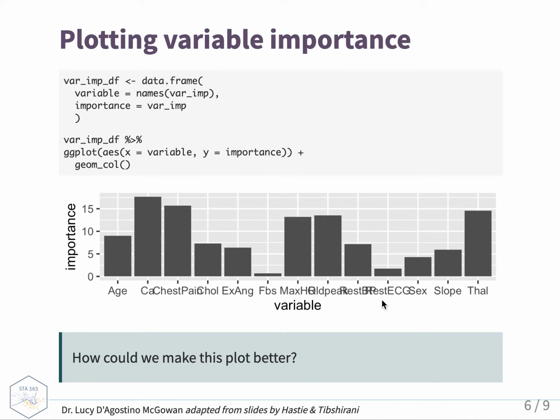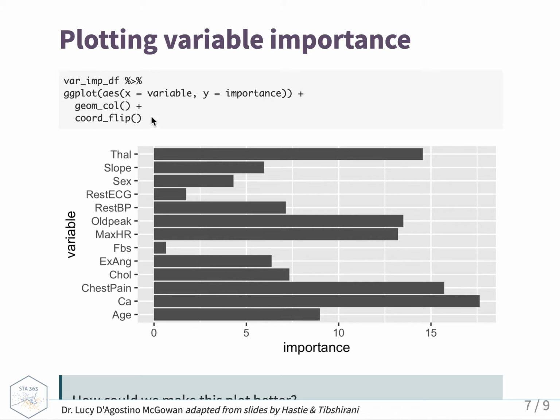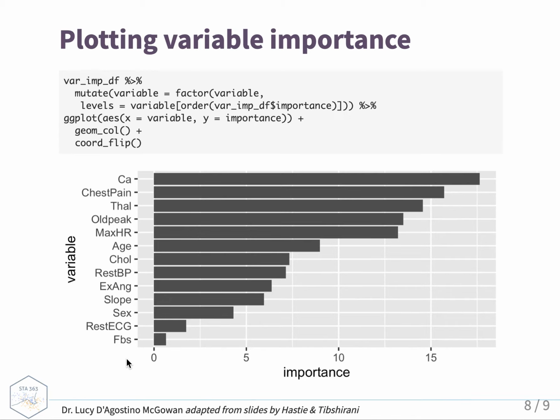First of all, it's very hard to read these because they're all kind of smushed together. So I can actually flip the coordinates so that my variables are on the y-axis. This coord_flip does that, which makes it easier to read. And then I can do one extra thing. I can actually order them. That's going to be the big piece to make this nice and easy to interpret.